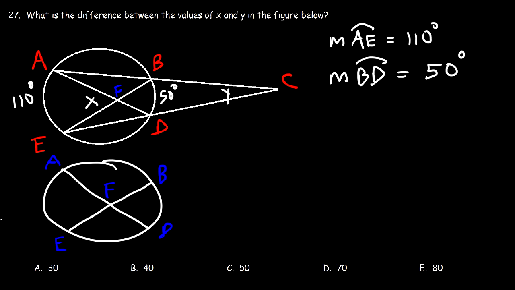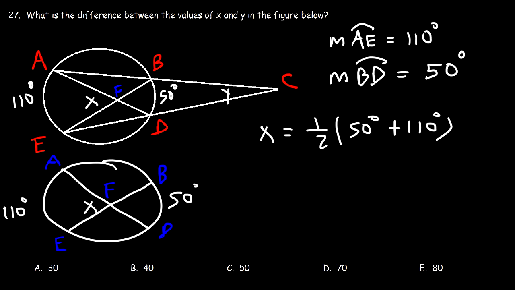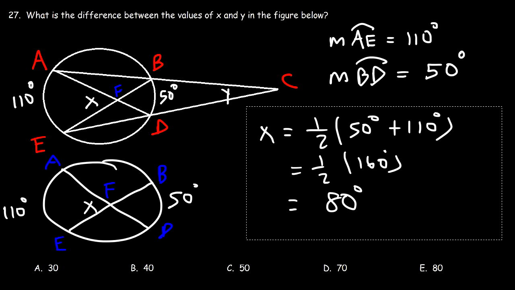So arc AE is 110, arc BD is 50, and we need to calculate x. It turns out that x is the average of 50 and 110. So it's 1/2 times 50 plus 110. 110 plus 50 is 160, and half of 160 is 80. So as you can see, 80 is the angle between 50 and 110. So that's the value of x.